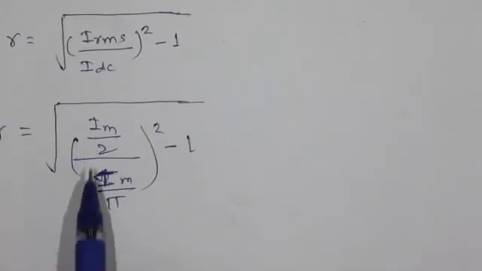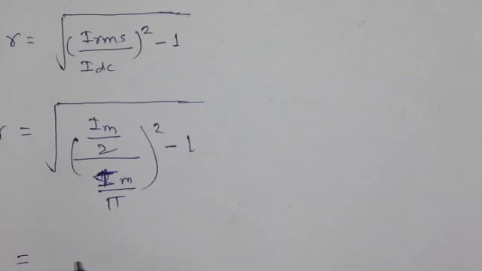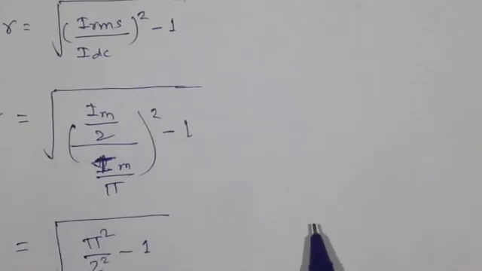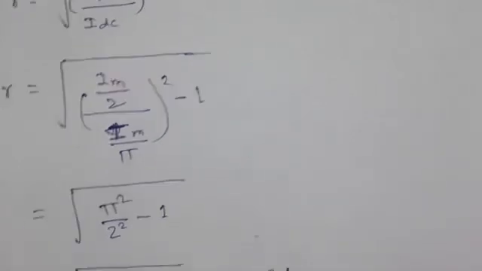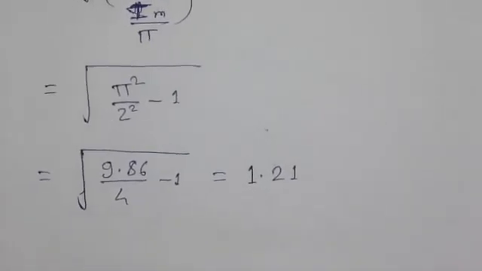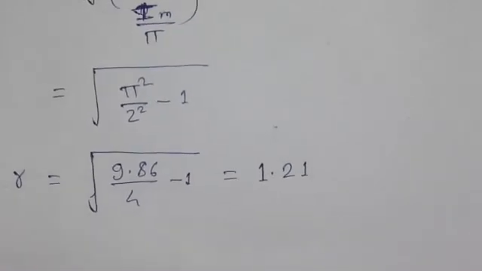Now here Im is cancelled. The remaining term is square root of pi square upon 2 square minus 1. If we simplify this quantity, it is 9.86 upon 4 minus 1. Simplifying this equation, the value of the ripple factor becomes 1.21. This is the ripple factor. The value of the ripple factor is also not good for this case.